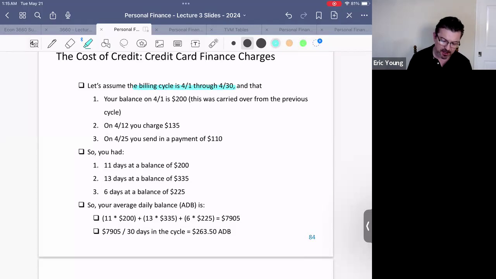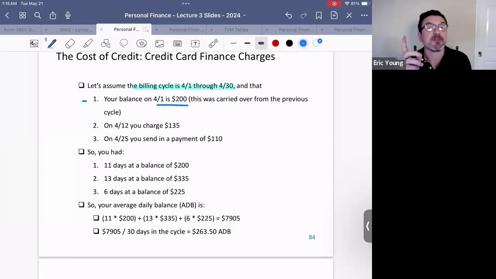And let's say that on April 1st, you have a balance of $200. Notice that if you have a balance on the first day of the billing cycle, it implies that you carried over a balance from your previous window. And if you carried over a balance, that implies that you did not pay that credit card off in full, so you're going to be paying some interest. So how much interest? Well, April 1st, you owe $200.